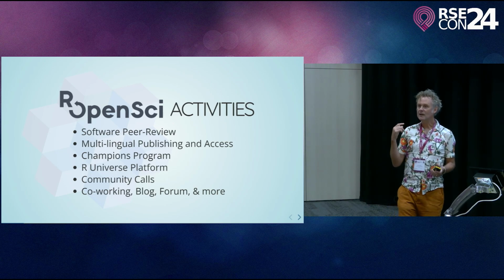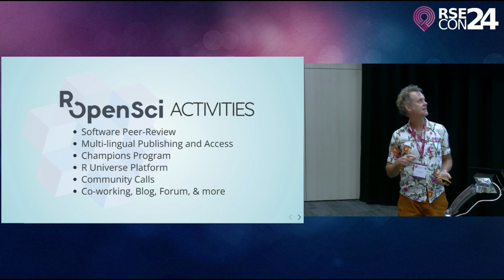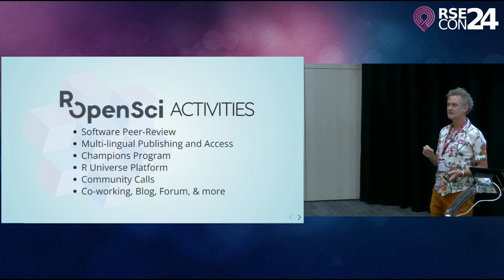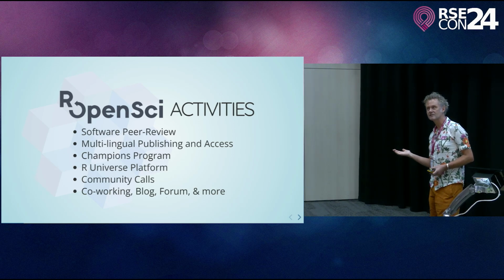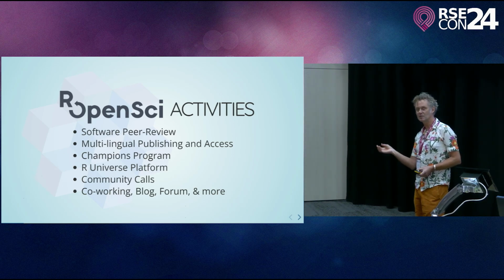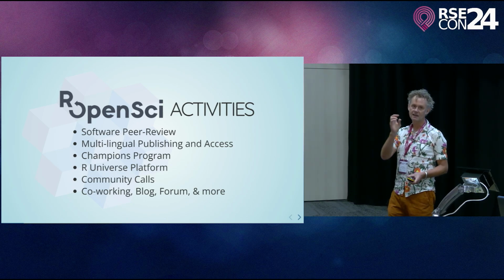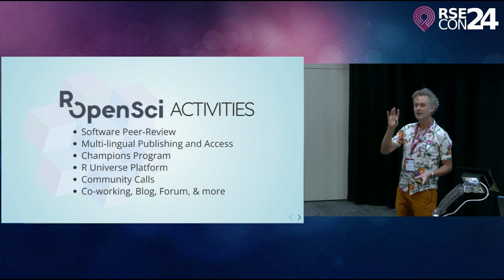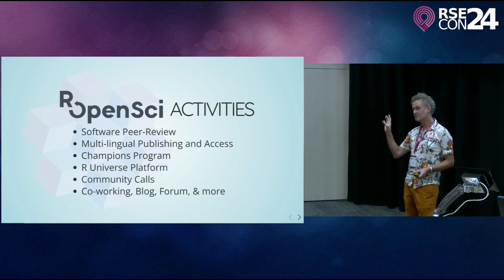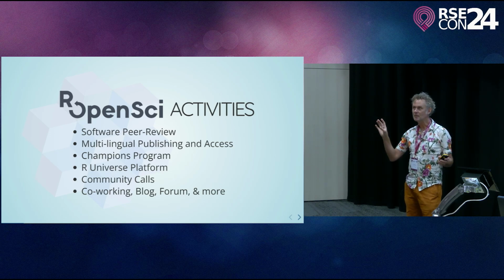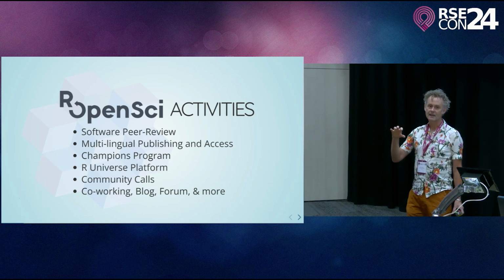I'll point out one very important one of these, which is the second on that list of multilingual publishing and access. So for example, rOpenSci now operates almost all of our activities completely bilingually in English and Spanish, so anybody can access any of the entry points to rOpenSci, including software peer review, completely in Spanish, have conversations completely in Spanish, and we will process all of that.